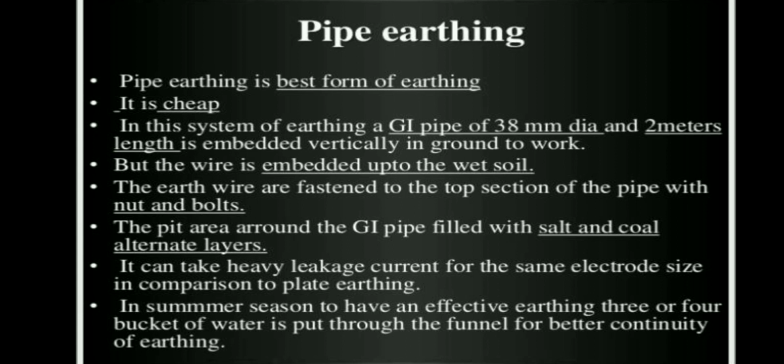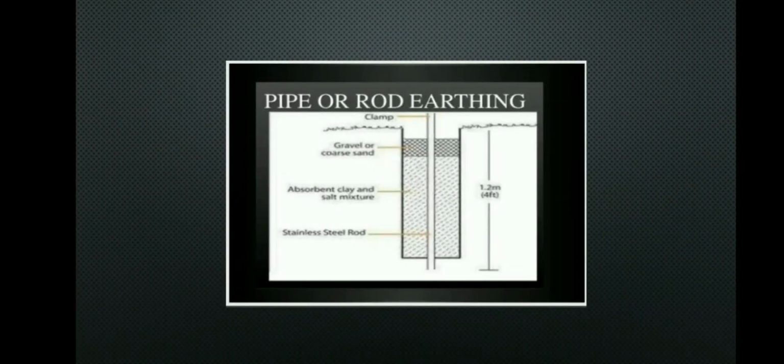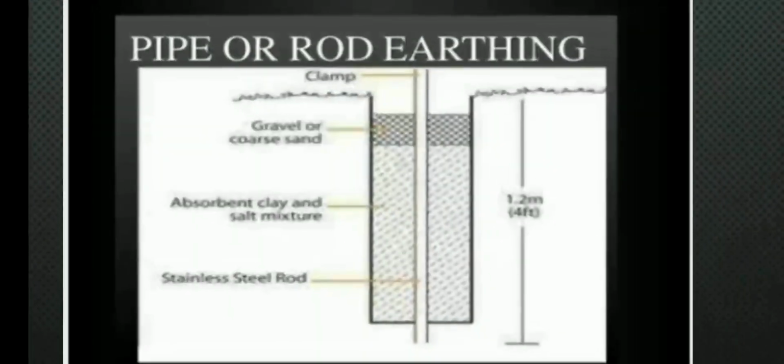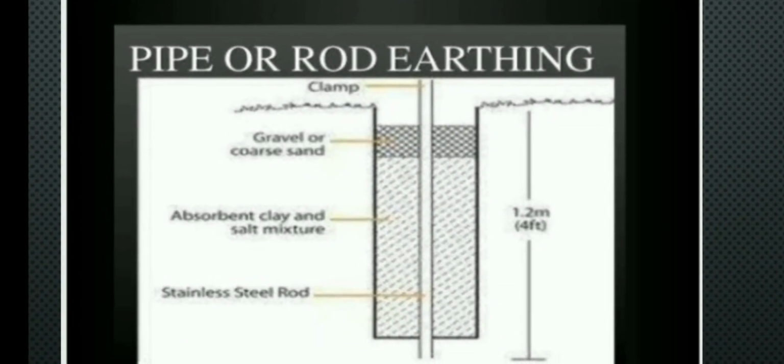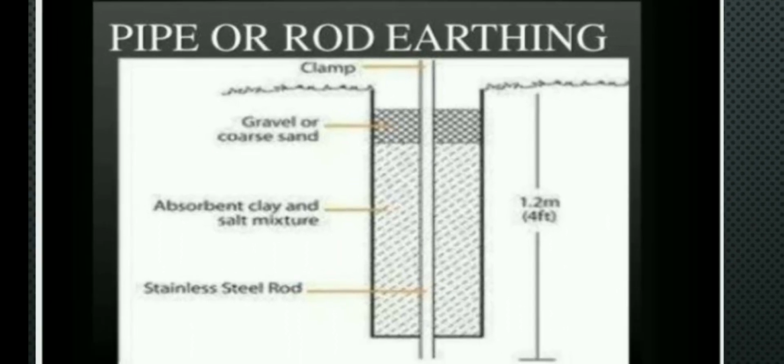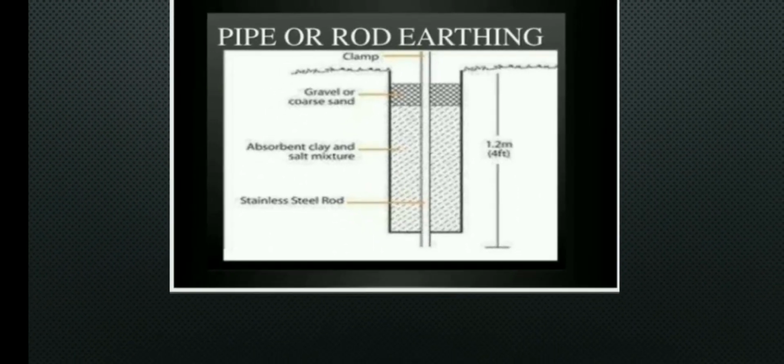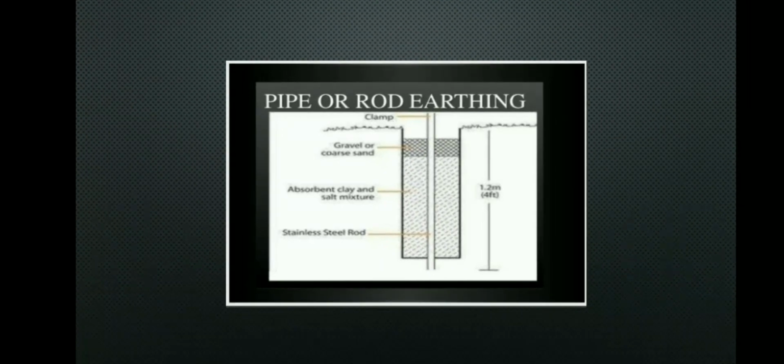To have an effective earthing, 3 or 4 buckets of water are poured through the funnel for better continuity of earthing. Now here you can see the diagram of pipe or rod earthing.